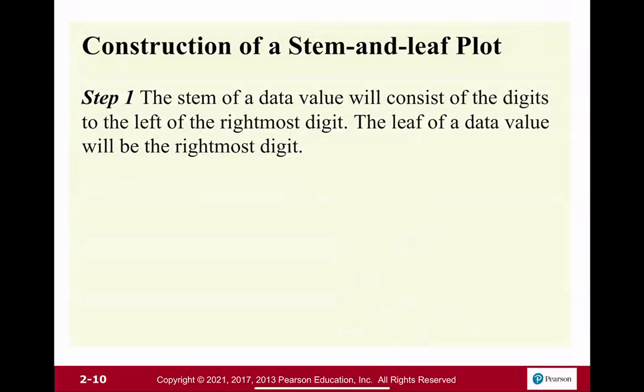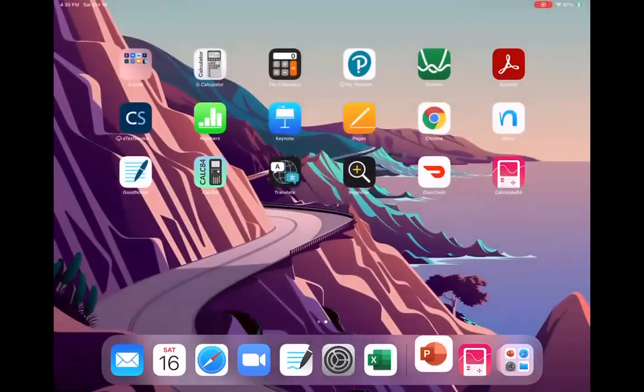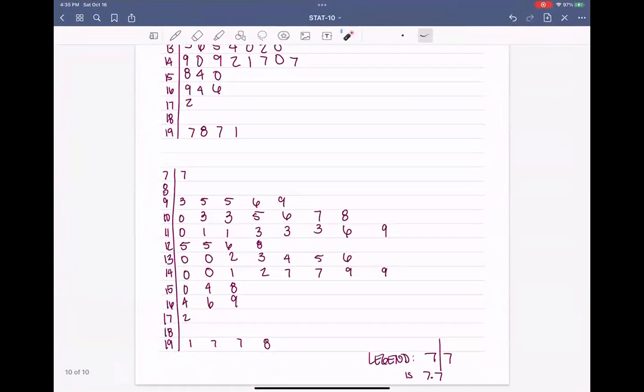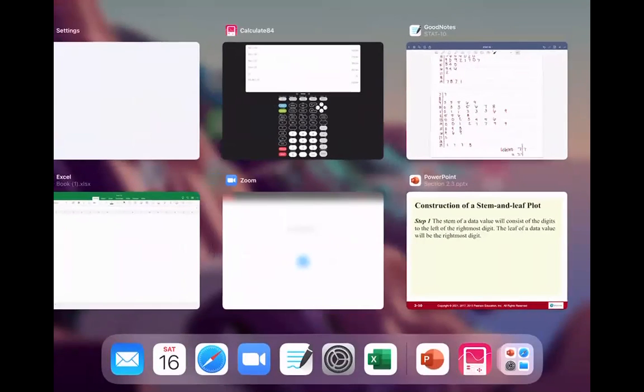All right, so constructing the stem and leaf plot. The stem of the data values will consist of the digits to the left of the rightmost digit. The leaf of the data value will be the rightmost digit. So what they're talking about with the stem and leaf is that this is the stem, and from the stem we have all these tiny little leaves. From this one, we have this value, this value, this value. It breaks up into those different leaves.